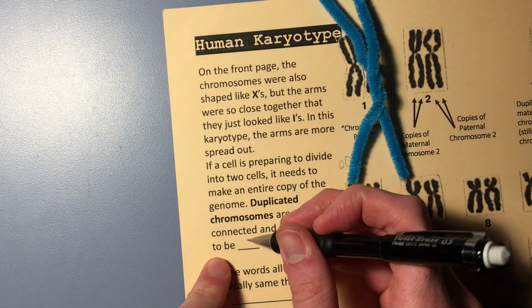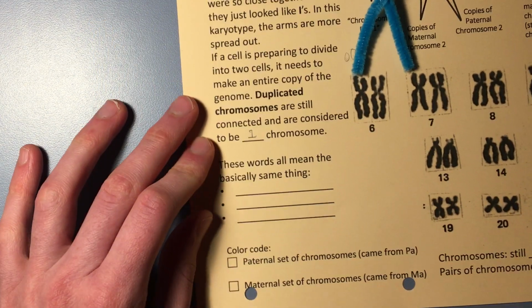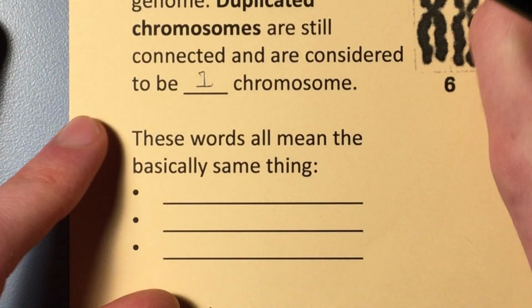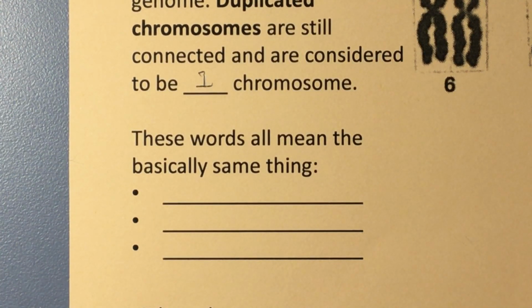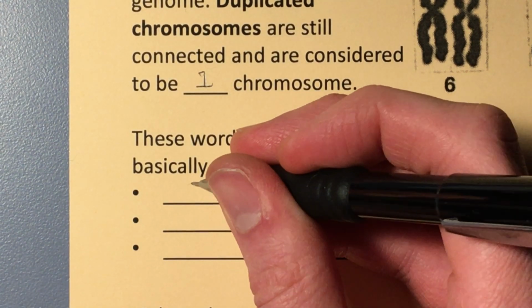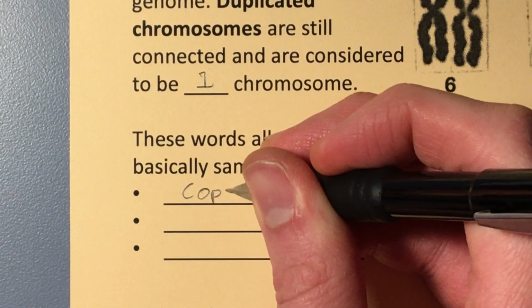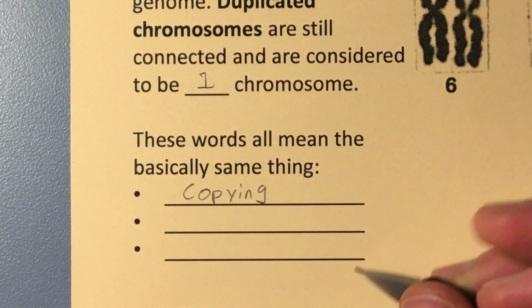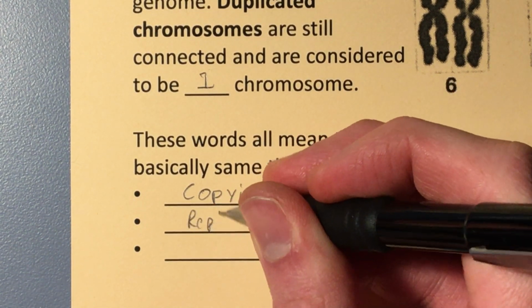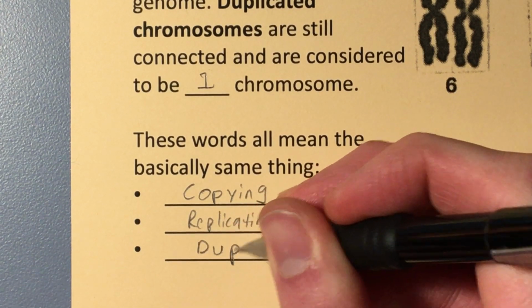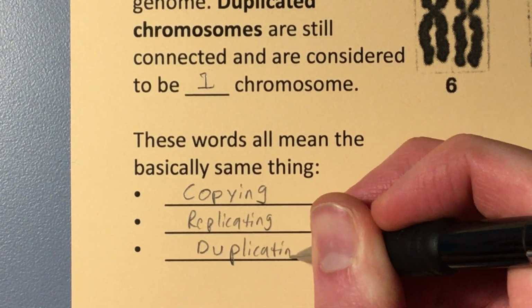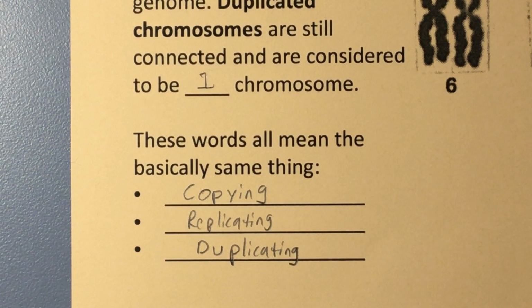So let's just write one right here. I'll be using several different words to describe this shape or these duplicated chromosomes. You could say that you are copying the chromosomes, replicating the chromosomes, or duplicating the chromosomes. So duplicated, replicated, copied, either one that you want to use, that's fine.